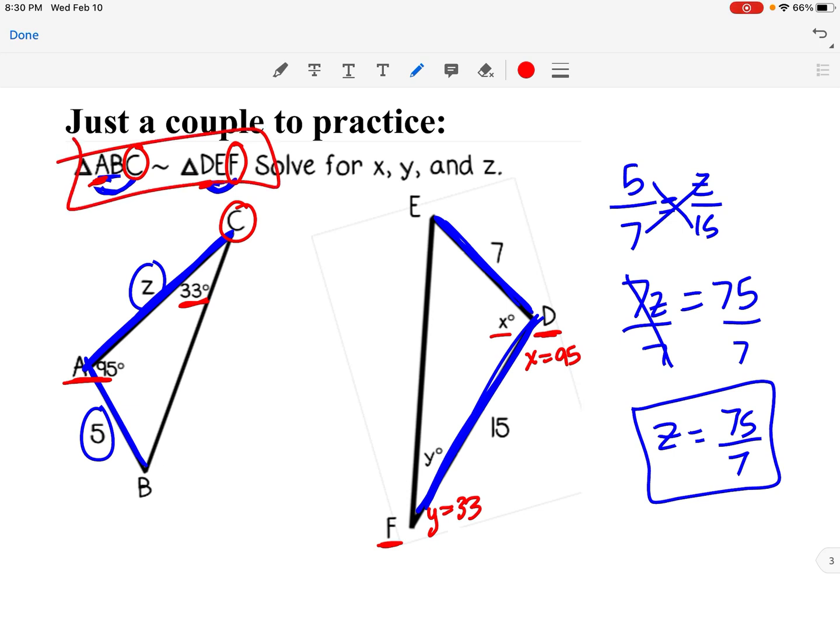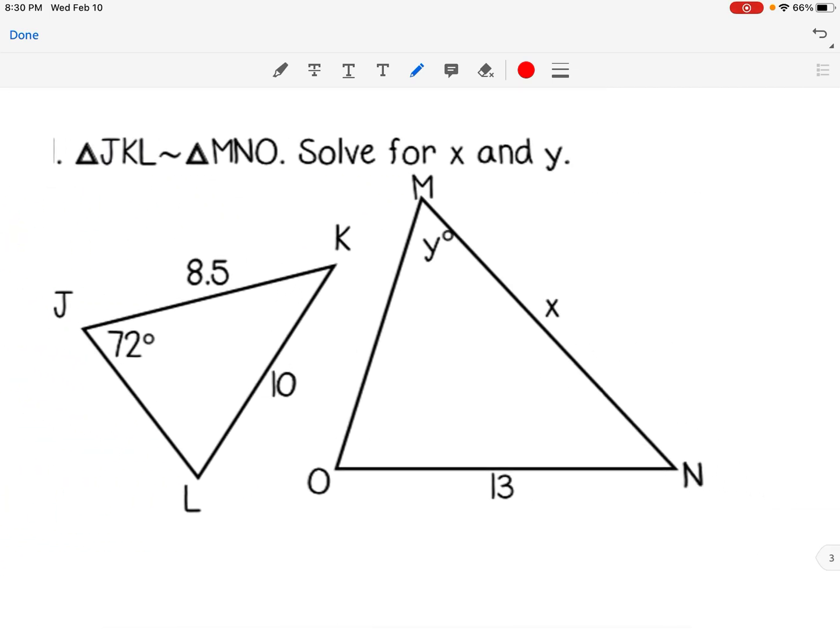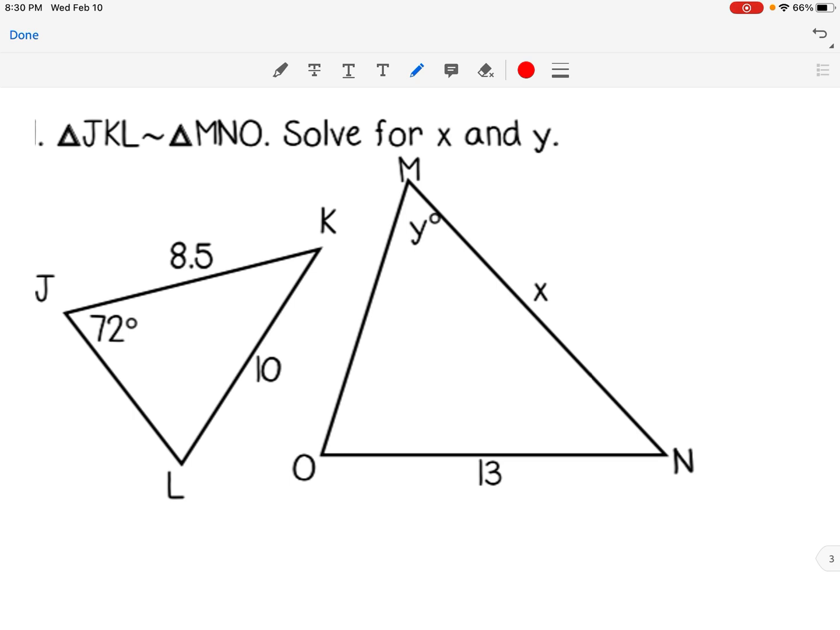So check this statement up here to figure out what corresponds. Over here, same idea. Go ahead and pause and see if you can do this on your own. But we need to solve for x and y. So I'm going to do x first. That's our side. So I'm going to take x and 13. They are from the same triangle, so I'm going to put those on top.